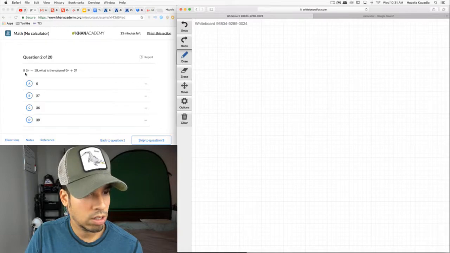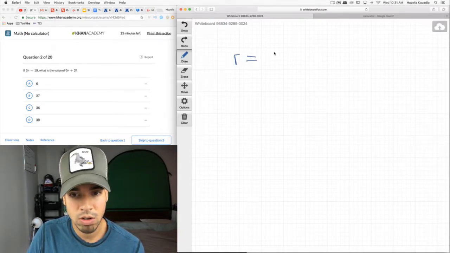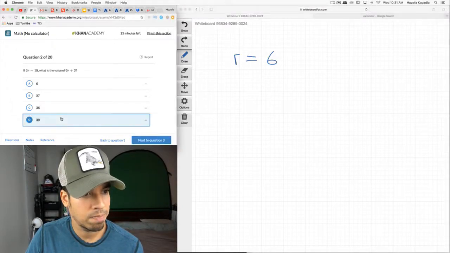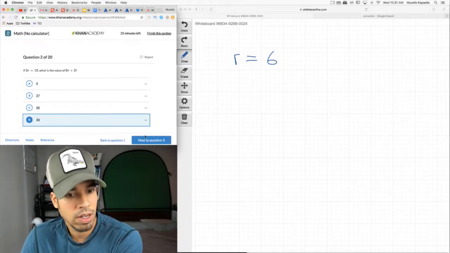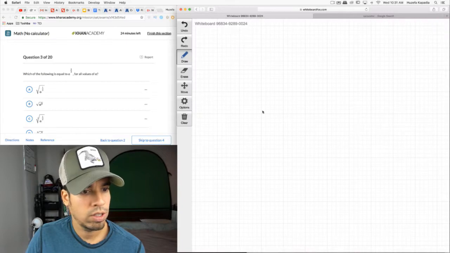Well, there are two ways to do this. First, we can solve for r. Let's just do that. Divide both sides by 3 and r equals 6. So this is 6 times 6, which is 36, plus 3 is 39. Okay, next. Which of the following is equal to a to the 3 over 2?